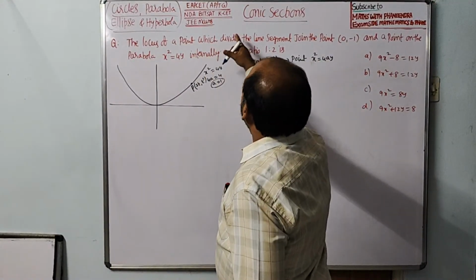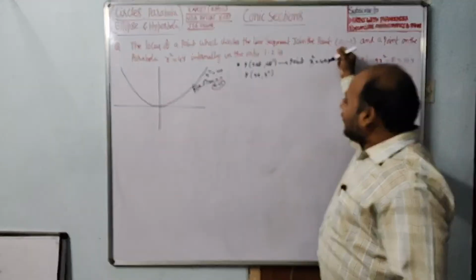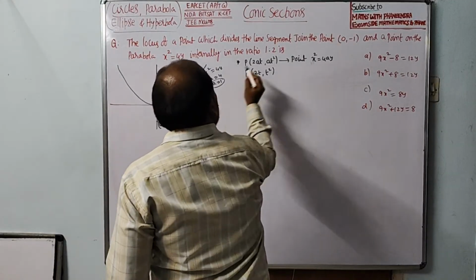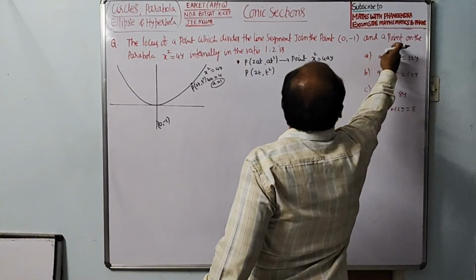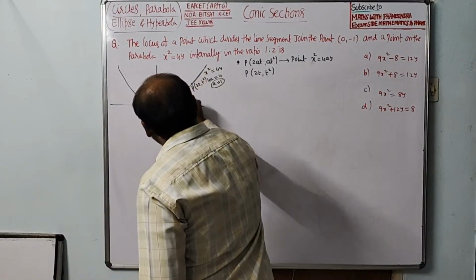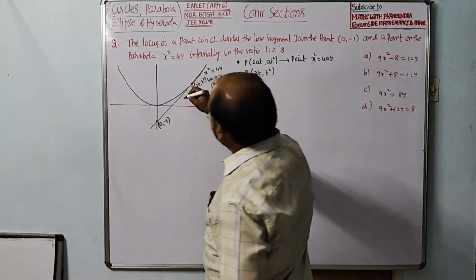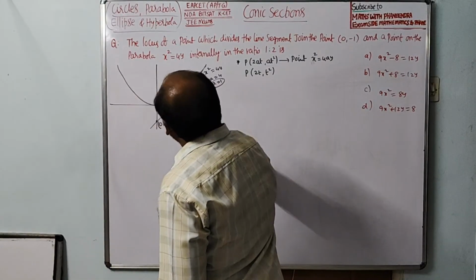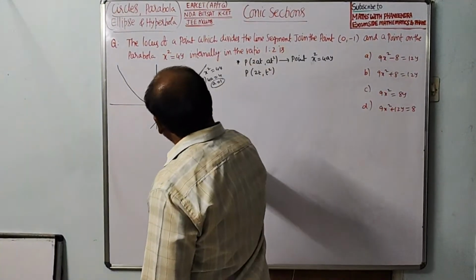The locus of a point which divides the line segment joining the point (0, minus 1). Where is (0, minus 1)? It will be on the negative axis. So (0, minus 1) will be here. So the line joins the points (0, minus 1) and the point on the parabola. So these 2 points, this line. Okay, dear students. Here, one point I am taking on the locus. This point I am taking as Q of (h, k). This point divides the line segment in the ratio 1:2. Here 1, here 2.